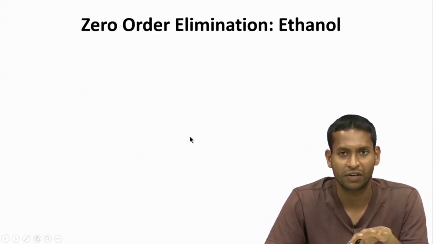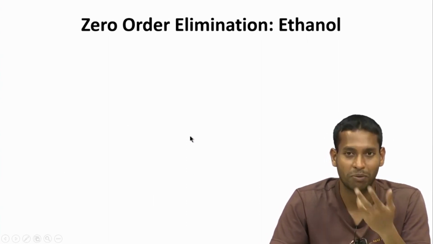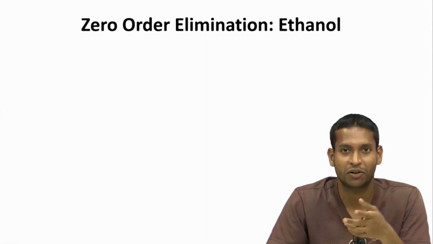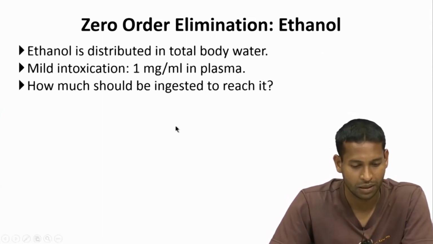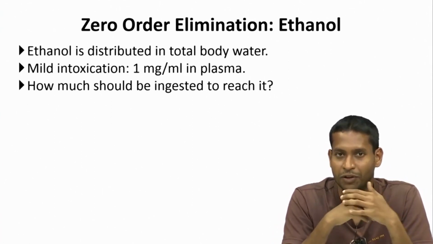So that is for the first order, and we will come back to it. Let us talk about an example. In this case we will take a very popular example, especially among young adults, which is a zero order elimination of ethanol. So ethanol, when we consume it, it is typically distributed in the total body water.